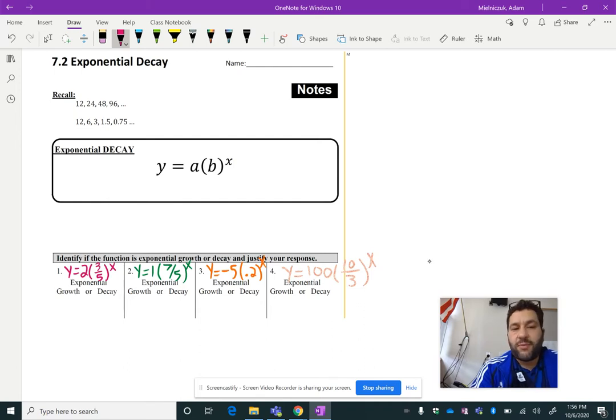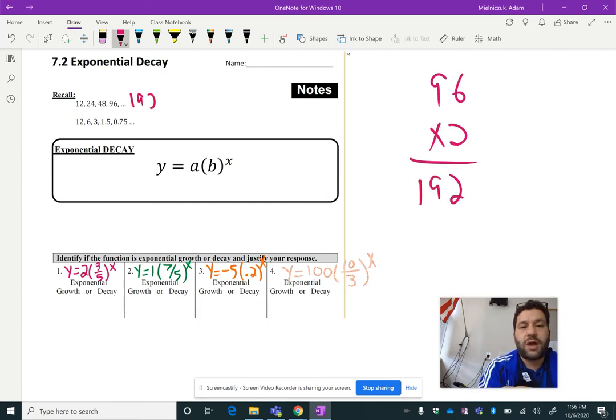Well, at first, I think maybe we add 12, but 24 plus 12 doesn't get me to 48, so I know it can't be that. But if I multiply by 2, I see 12 times 2 is 24. 24 times 2 is 48. 48 times 2 is 96. So I know that my growth factor is 2. So my next value would be 192. Okay, and we could say our equation is y equals 12, which is our starting value, times 2 to the x power. Well, what about the second one?